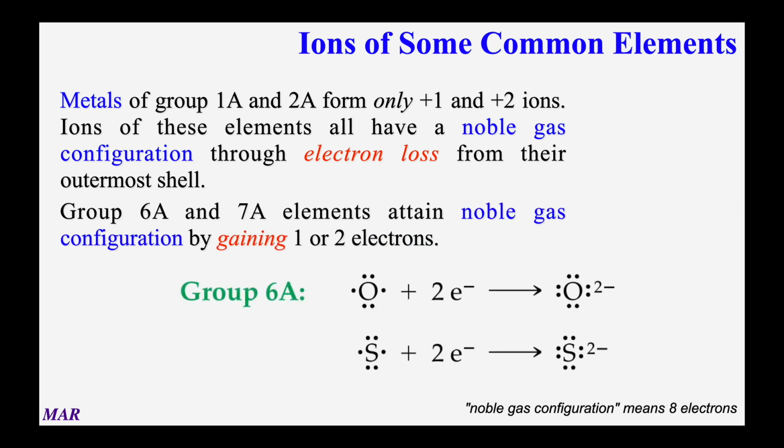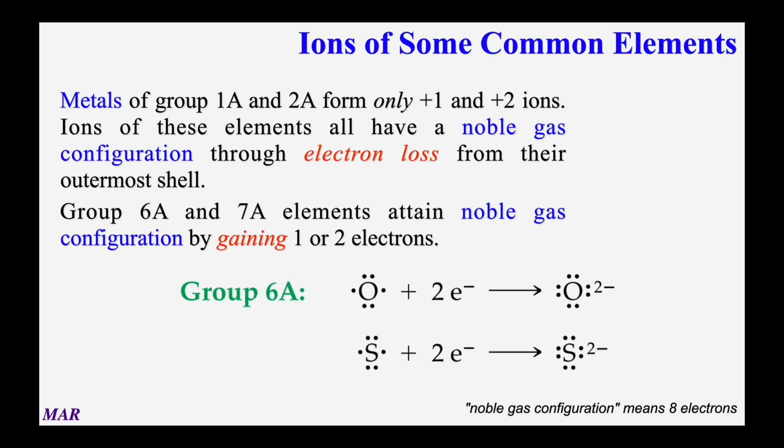Now, on the other side of the periodic table, group 6A and 7A, which are nonmetals, group 6A has oxygen, sulfur, etc. Group 7A has chlorine, fluorine, bromine. The 7A is the halogens. They can attain this noble gas configuration by gaining electrons. So oxygen likes to gain 2 electrons, and sulfur too. Chlorine likes to gain 1 electron.